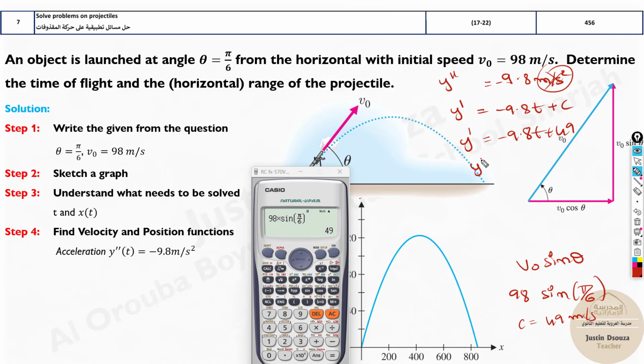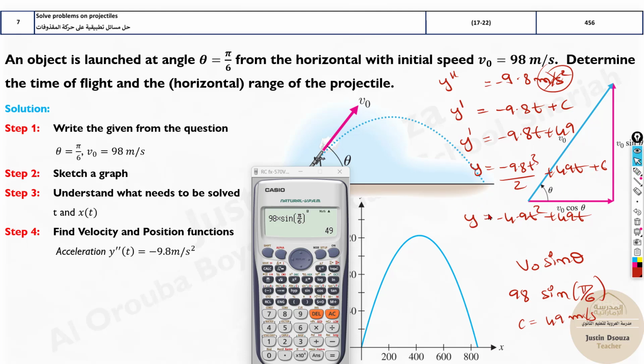Now one more time you need to integrate to get the position y. That would be negative 9.8 t squared by 2 plus 49 t plus c. Is there anything given about the vertical position or height? Nothing, right? So c is 0, and you can ignore it directly. You can substitute and solve, but it'll just take time, and we have done it in the lesson explanations. So just remember, if nothing is given, take it as 0. This will be negative 4.9 t squared plus 49 t. So this is the position y.